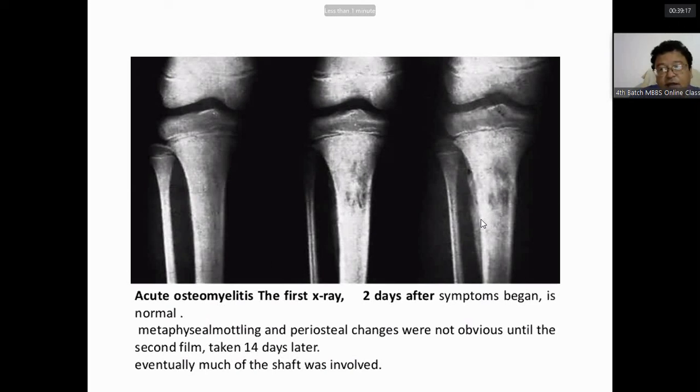So with this, I think we will end this class. Oh, wait. Somebody asked about the involucrum. Involucrum is the new bone formation. This is different from the periosteal new bone formation. Involucrum is the bone which is formed over the dead bone, trying to limit the infection to that area.